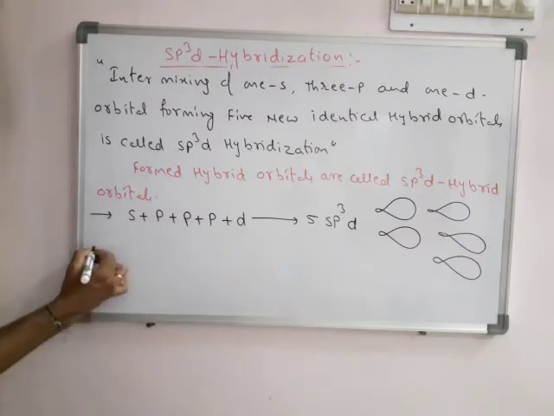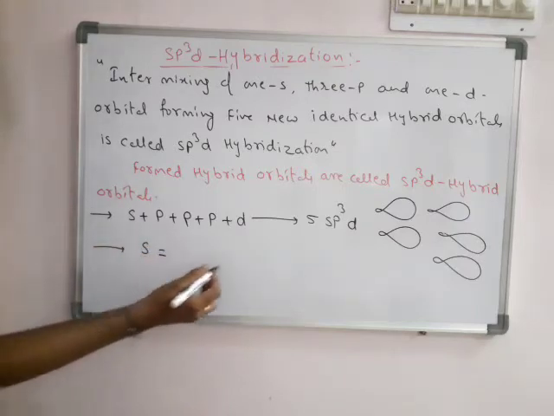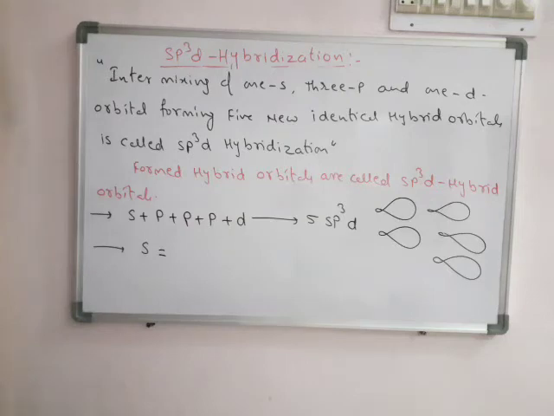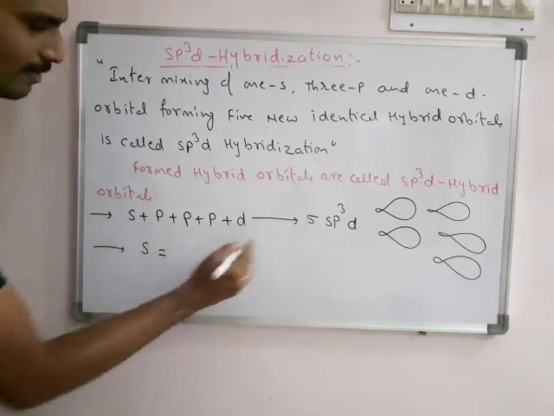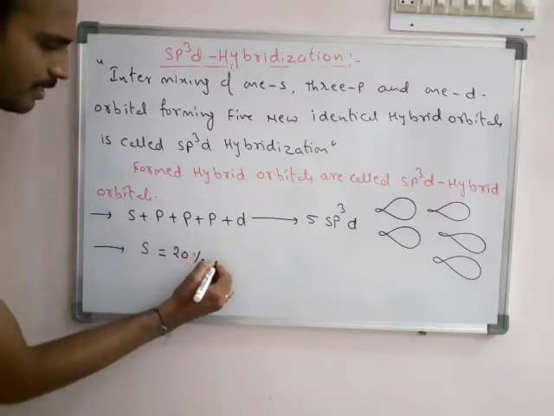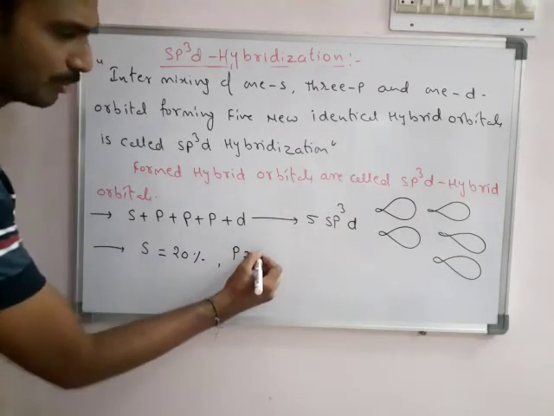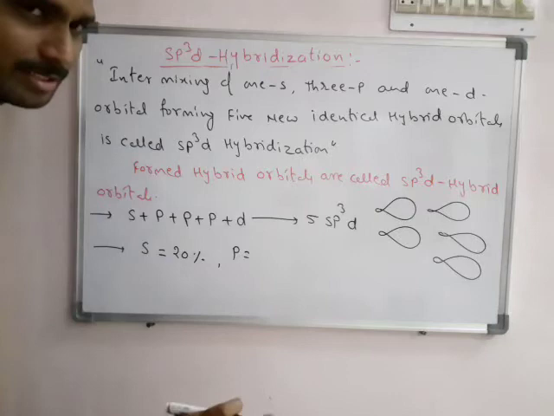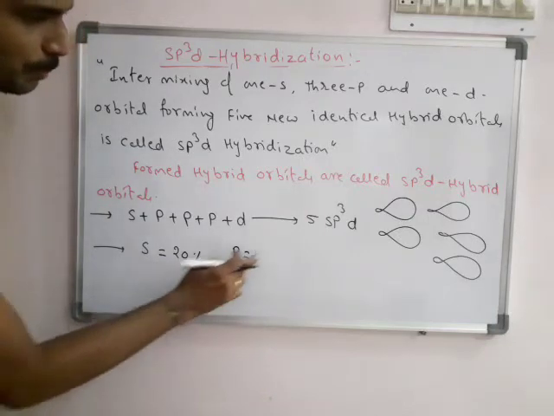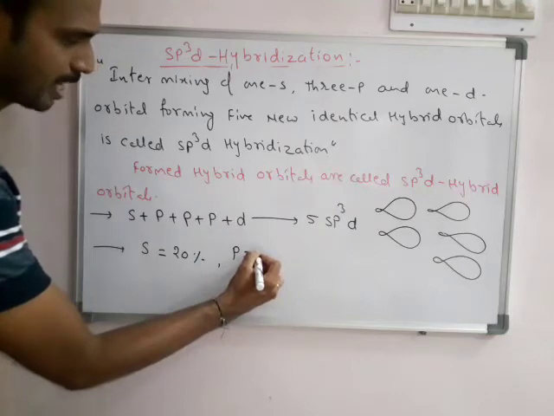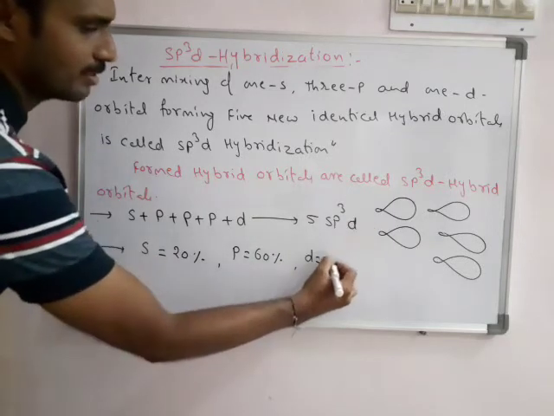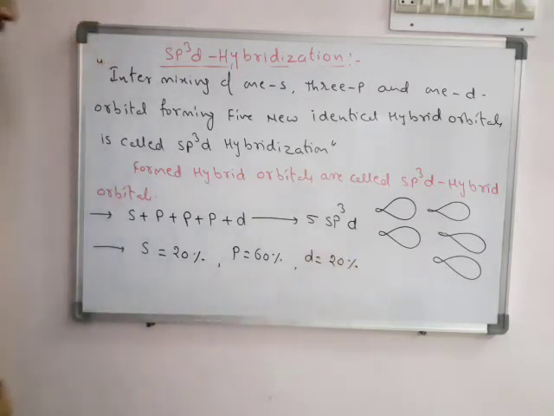Now what is the s character? Totally 5 are formed, so the total percentage is 100. 100 divided by 5 means 20, so 1 unit is 20%. s has 1 unit, that is 20%. p has 3 units, out of a total of 5 units, so each unit is 20%, and p character is 20, 20, 20, that is 60%. Then d also has 1 unit, so that is also 20%. Means s character 20%, p character 60%, d character 20%.